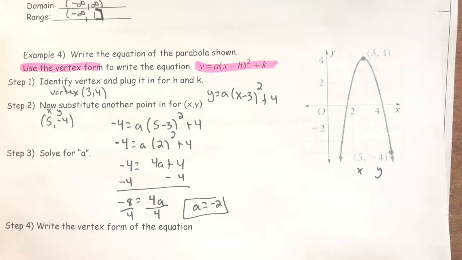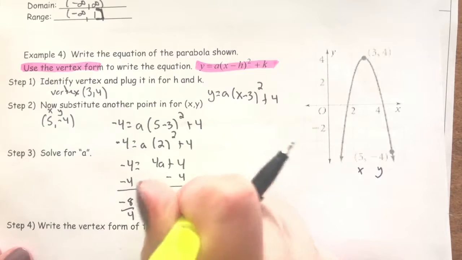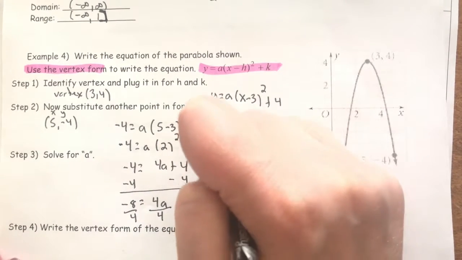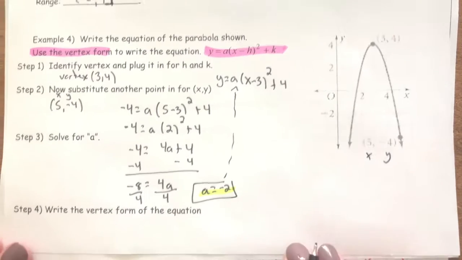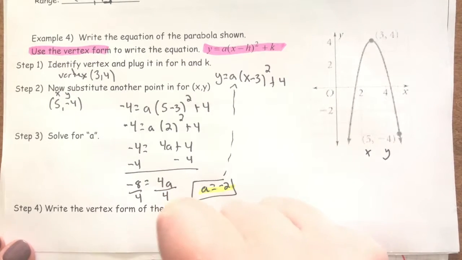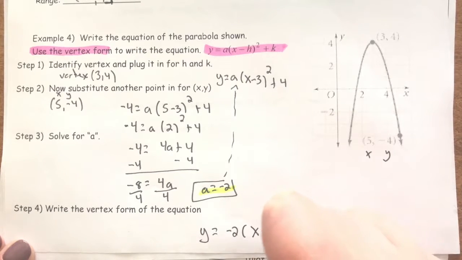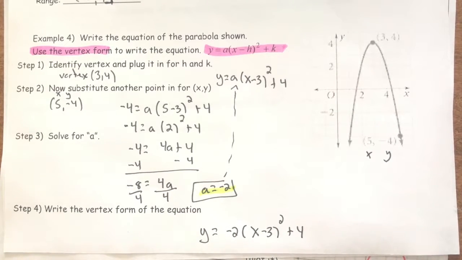Now that I have a is equal to -2, I can go back and take that a value and plug it in for our function, and we will have the equation. y equals -2 times (x minus 3) squared plus 4. A skill you will have to be able to do on your quiz without a calculator.